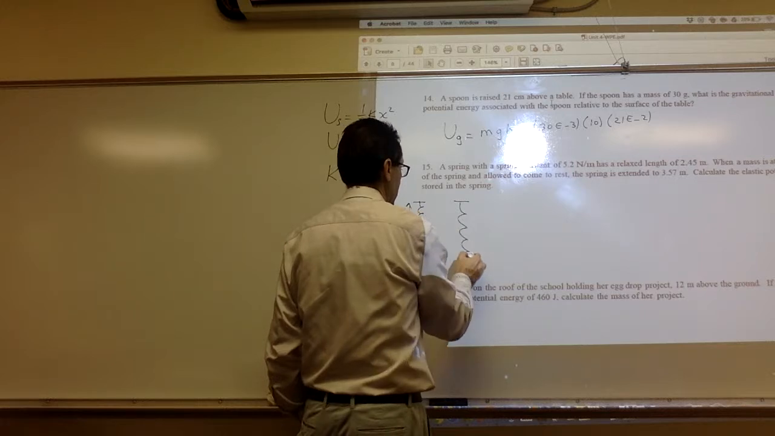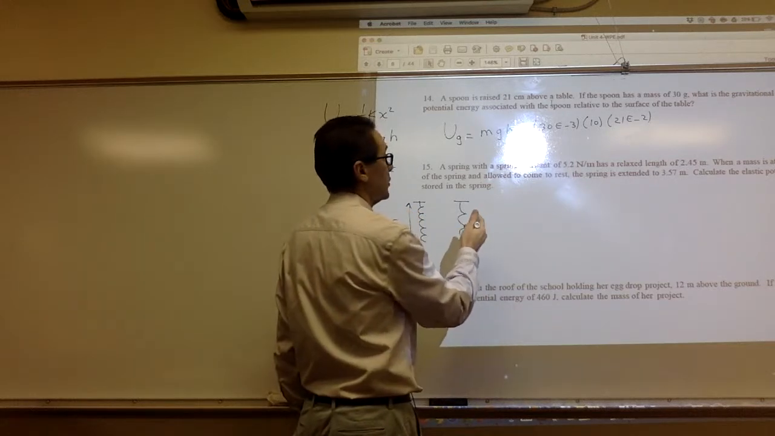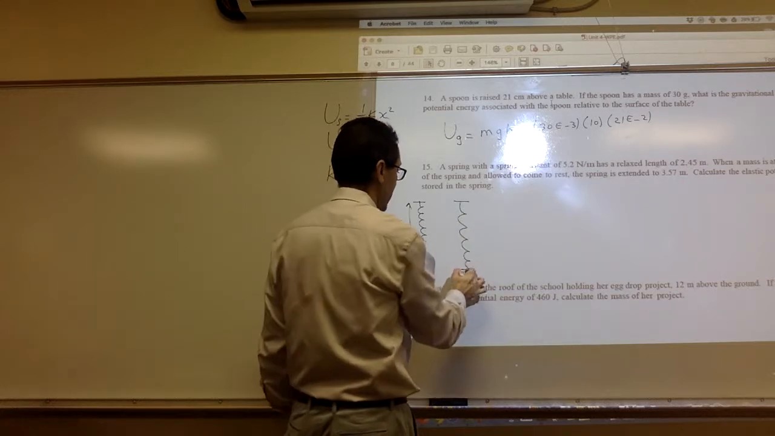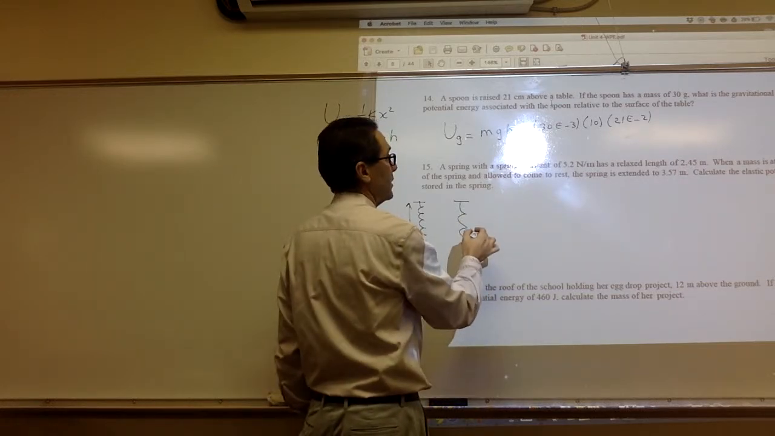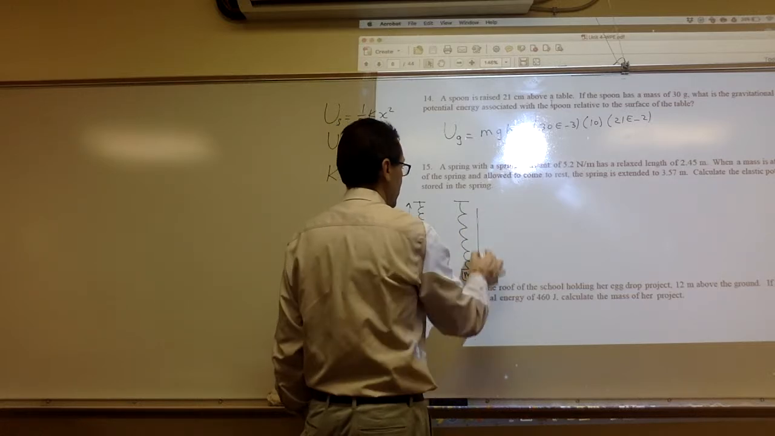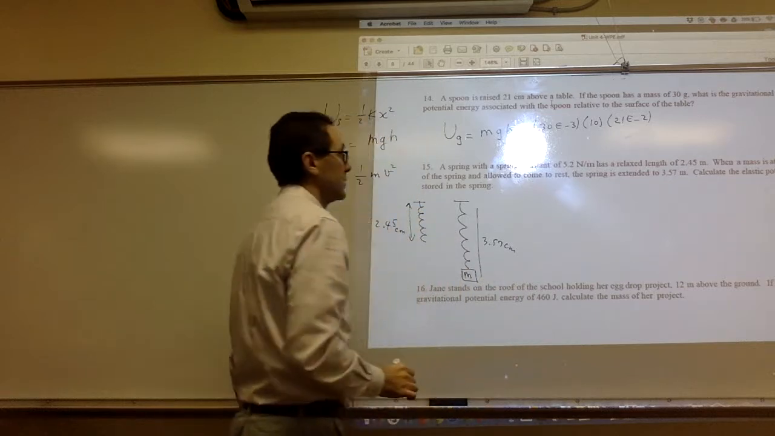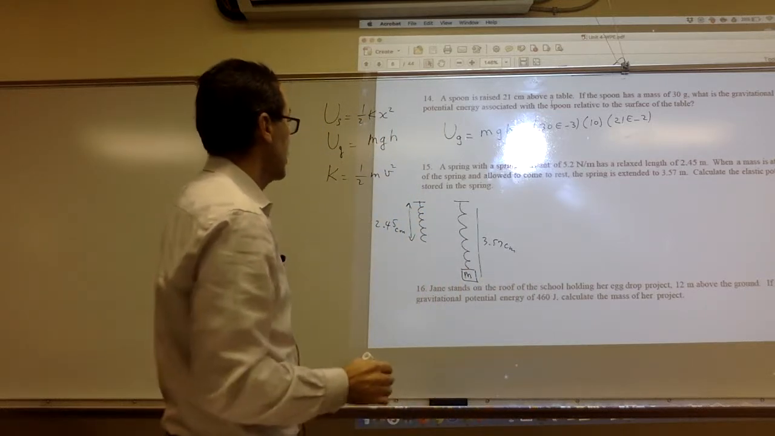Well, you hang something on it, or you stretch it, a mass is hanging on it. So when you hang something on it, the spring is extended to 3.57. So this is 3.57 centimeters. Calculate the elastic potential energy stored in the spring.